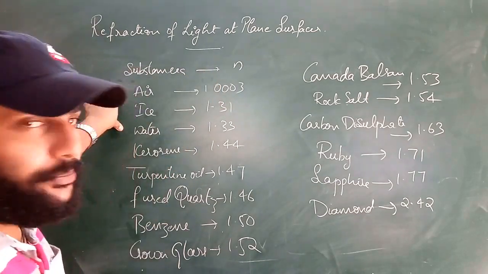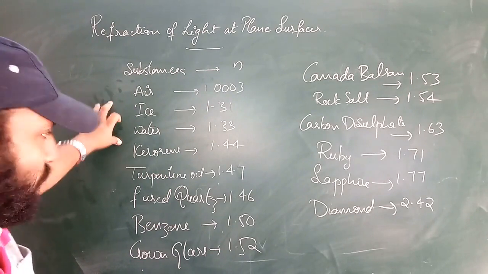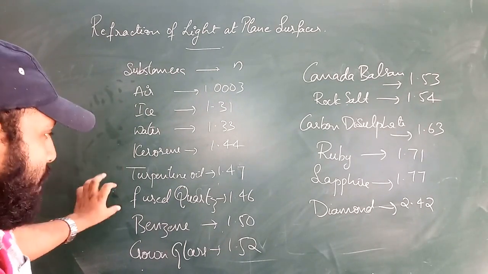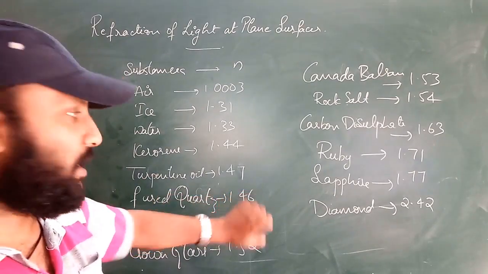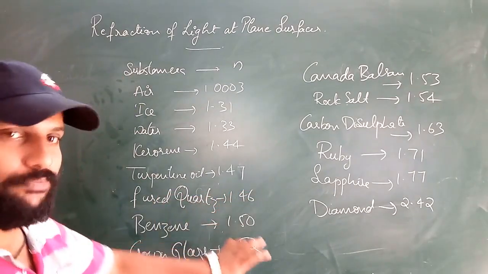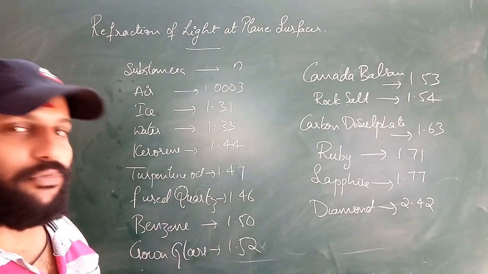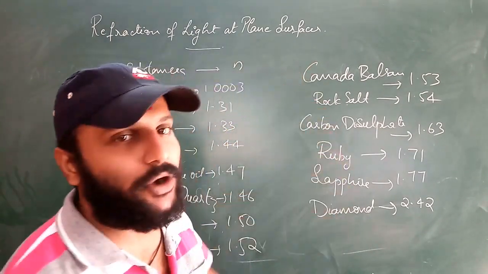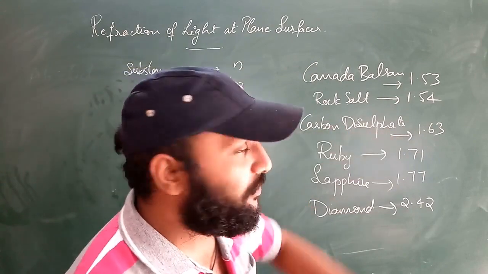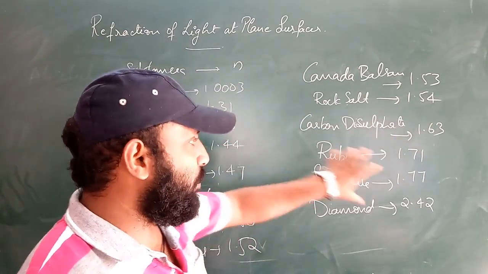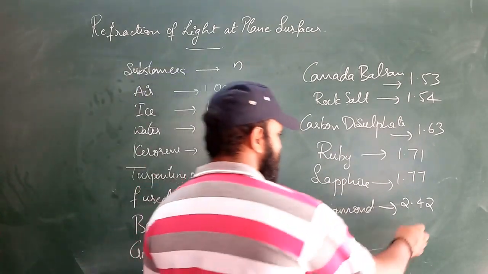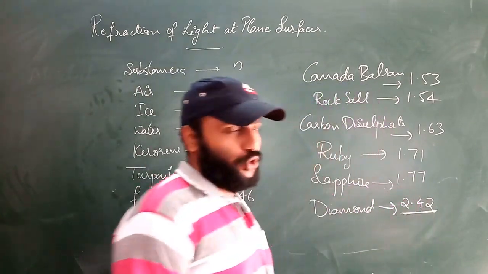Next one is ice, 1.31. Water, 1.33. Kerosene, 1.44. Turpentine oil, 1.47. Fused quartz, 1.46. Benzene, 1.50. Crown glass, 1.52. Canada balsam, 1.53. Rock salt, 1.54. Carbon disulfide, 1.63. Ruby, 1.71. Sapphire, 1.77. And diamond, which is important, diamond is 2.42.